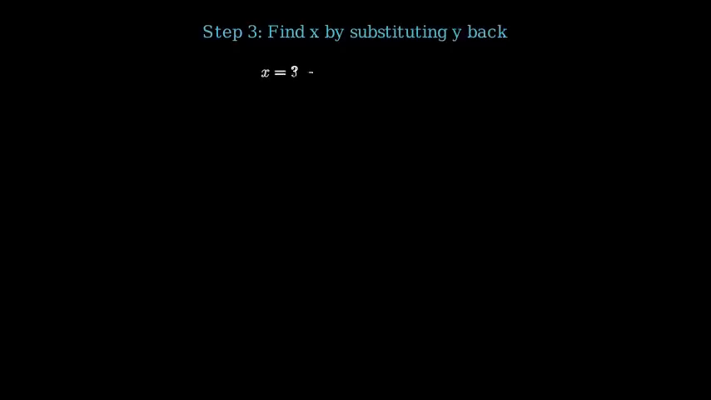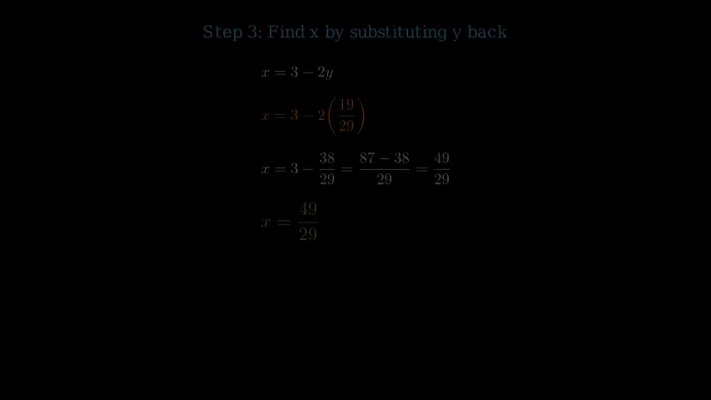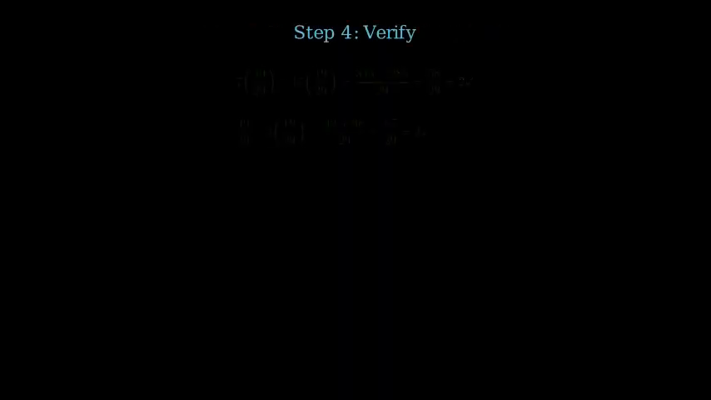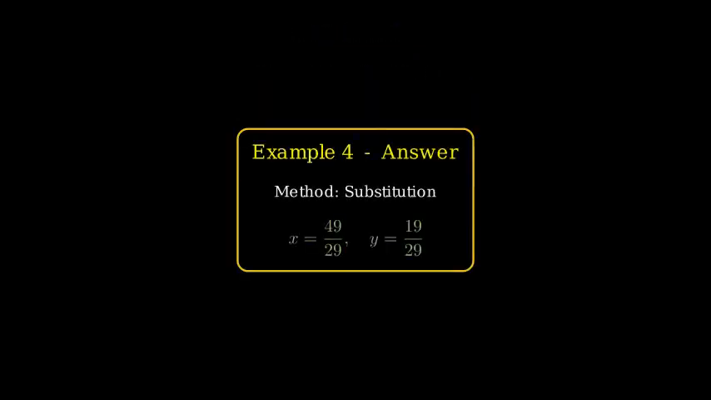Step 3. Substitute back. x equals 3 minus 2 times 19 over 29 equals 3 minus 38 over 29 equals 87 over 29 minus 38 over 29 equals 49 over 29. The solution is x equals 49 over 29 and y equals 19 over 29. Verification: substitute into both equations to confirm they hold.